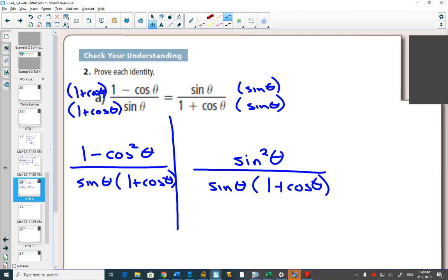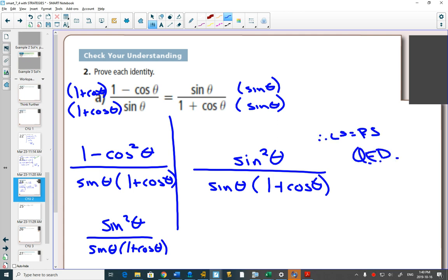So now my denominators are the same, but my numerators are different. Can you see something you can do on one side with your numerator? 1 minus cos squared is sine squared. And so in this case, the build the other side works really, really well.